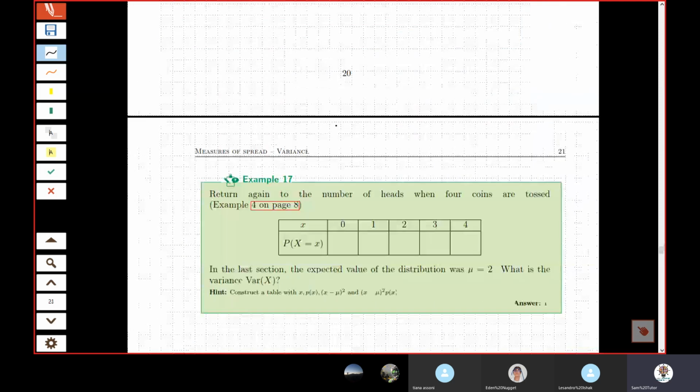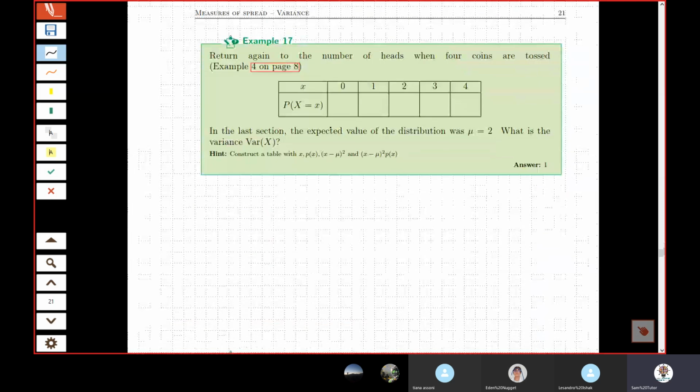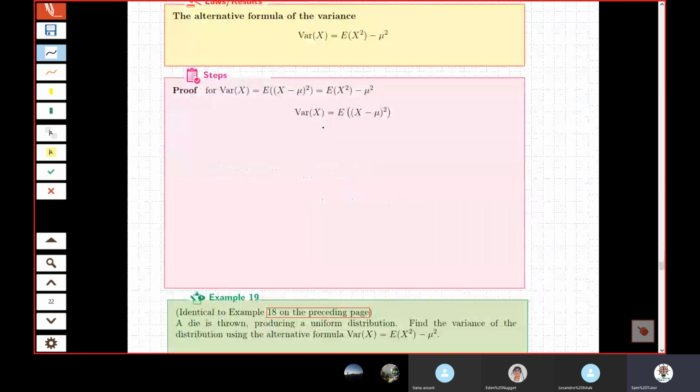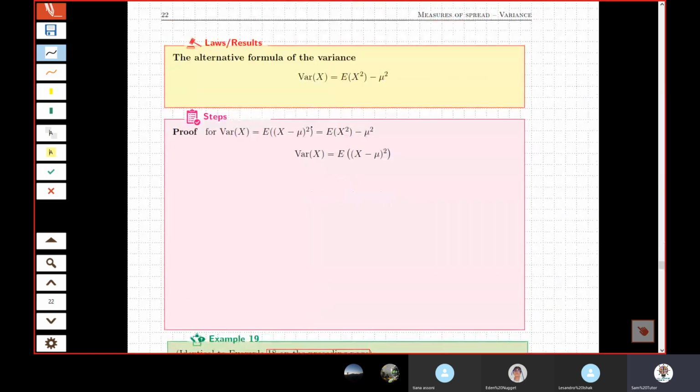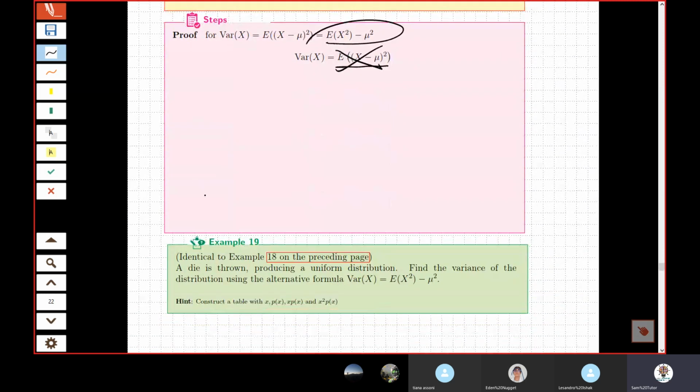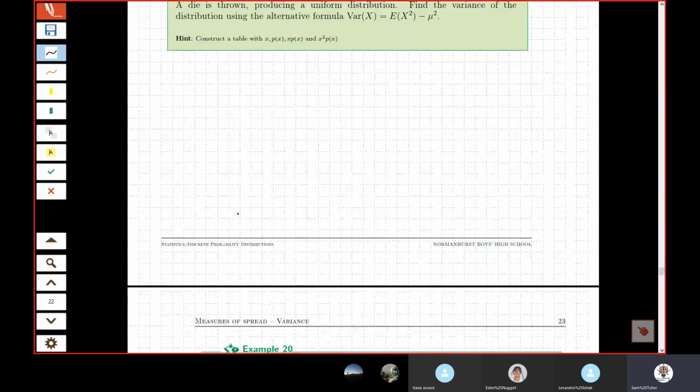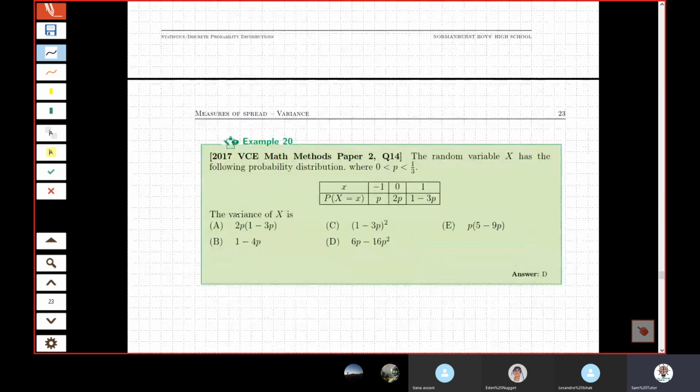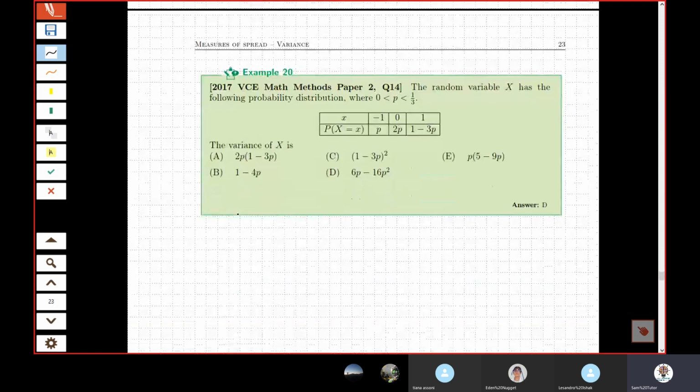Measures of spread, we just did it, so we could jump straight into it. There's a few of them. There's this. I'm not gonna use that one. I use this particular one. Don't need to worry about the proof. All right, there it is.